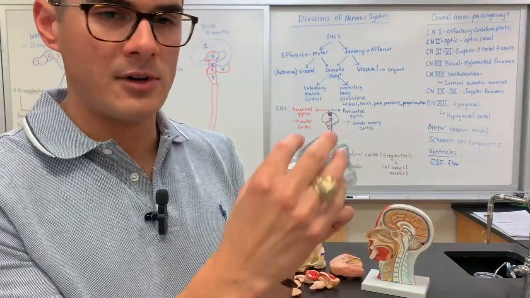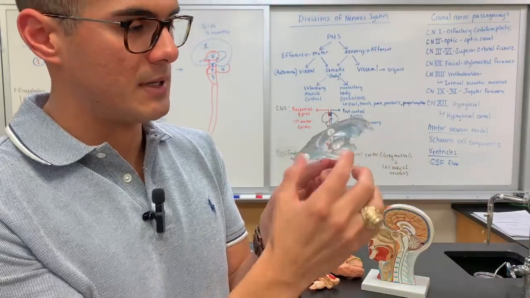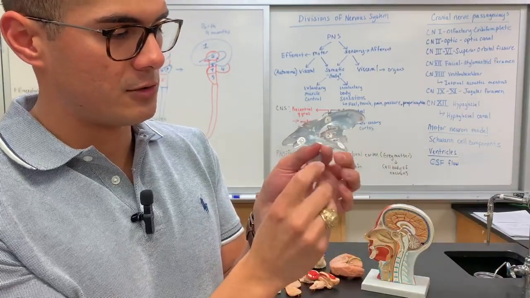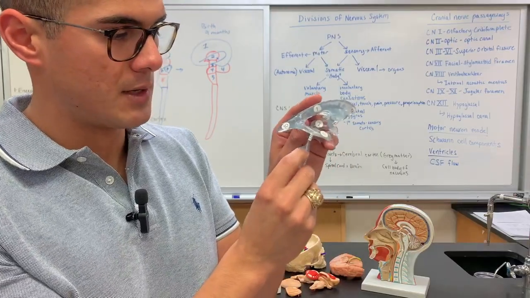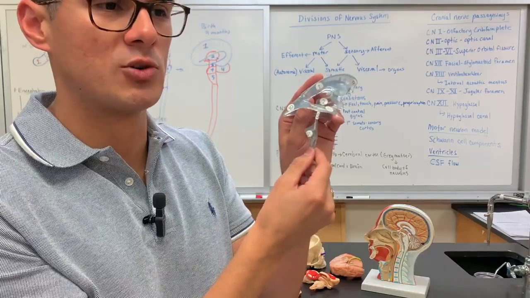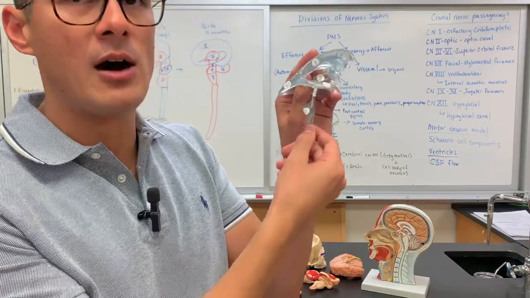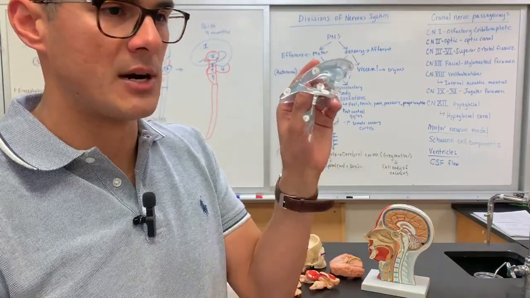So looking at it from an anterior view, both of these are the lateral ventricles. This is the third ventricle, and then this here on the bottom, this is the fourth ventricle. This part here at the very bottom, this is what we know as the central canal. The central canal is what travels all the way through the middle of the spinal cord.